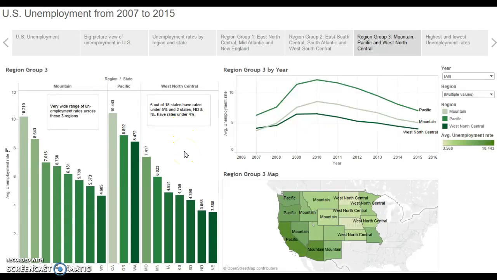And 6 out of these 18 states shown here have rates under 5%, which is pretty good. But then you have states like Arizona and California where the unemployment rates are pretty high. North Dakota and Nebraska have been doing pretty well over this 9-year period, with unemployment rates averaging out to be lower than 4%.